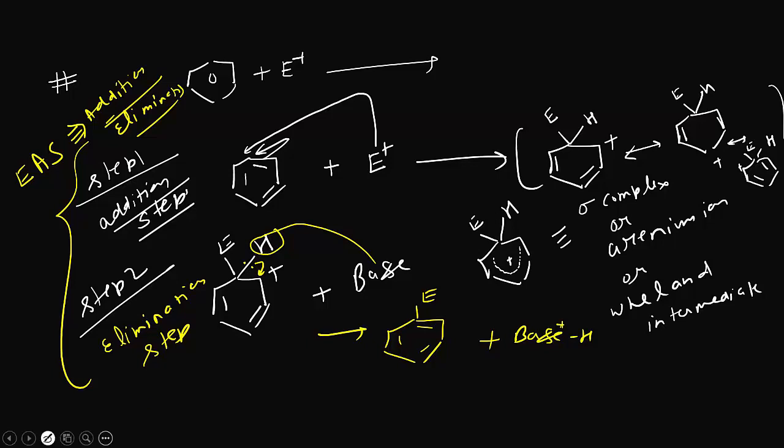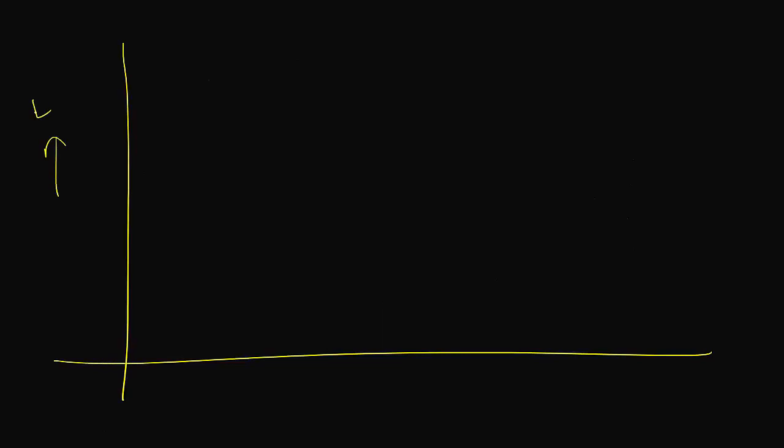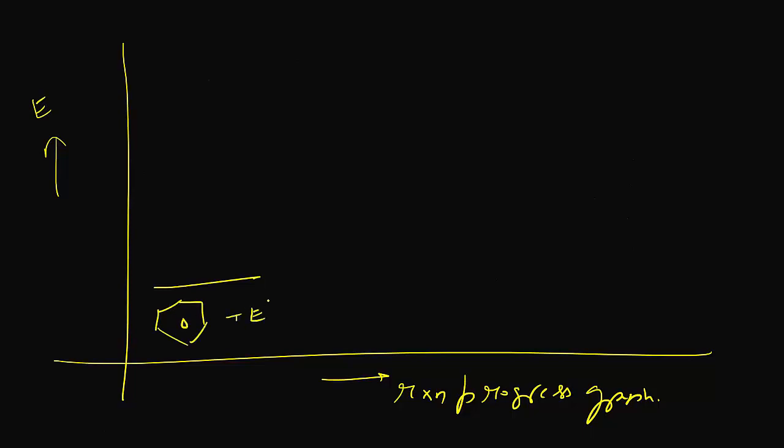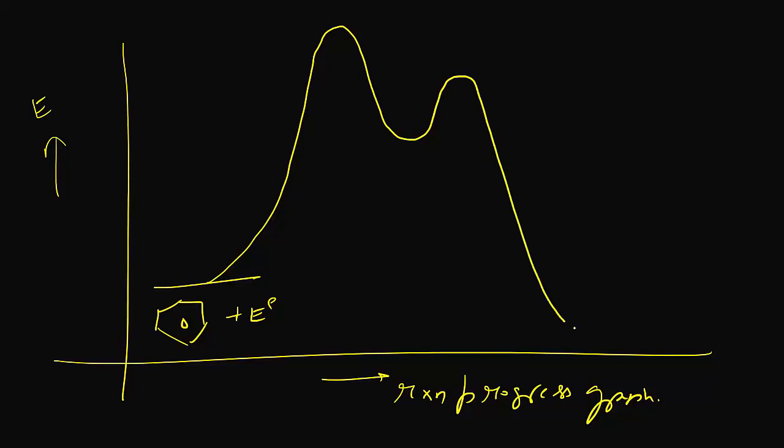Now, if you draw a graph, energy versus reaction progress graph, there will be two bumps. Here I write benzene ring plus E plus. Then there is the intermediate and then there is the product. The product, simply we know, has the electrophile connected here. The intermediate is here, which you can show like this.